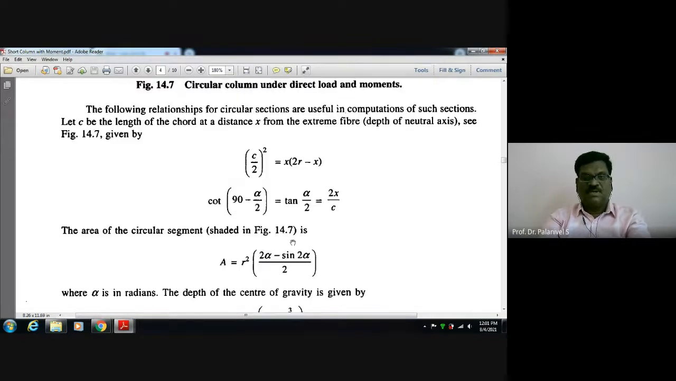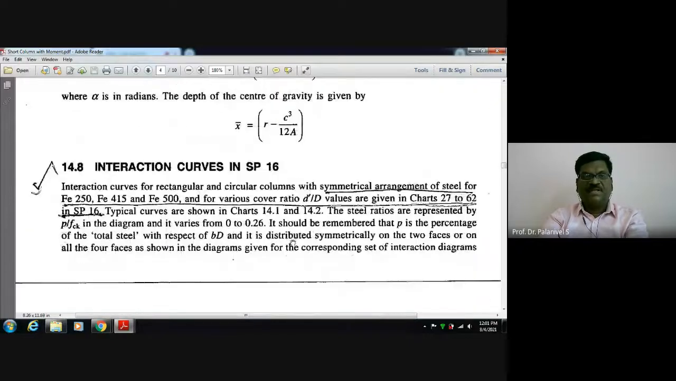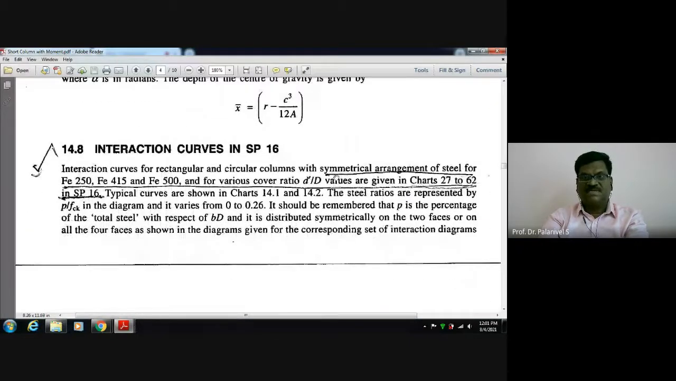Okay, so I am doing all the other discussion with you. The interaction curve in SP16 is for a symmetric arrangement of steel. Actually, these are the interaction curves for rectangular and circular columns with a symmetrical arrangement of steel. If you see that interaction diagram, it is for a symmetrical arrangement of steel in a column. Keep that in mind.